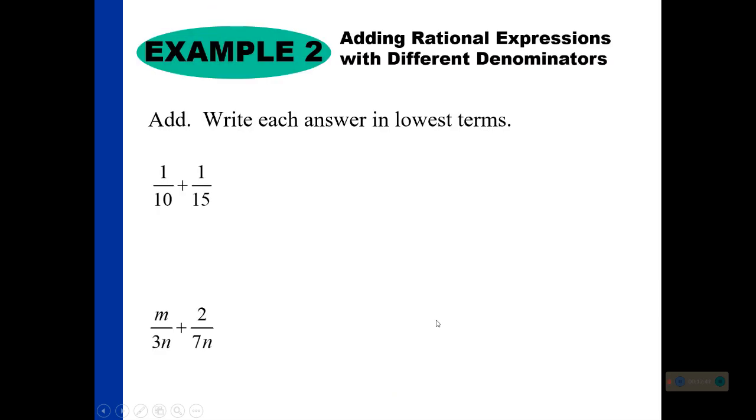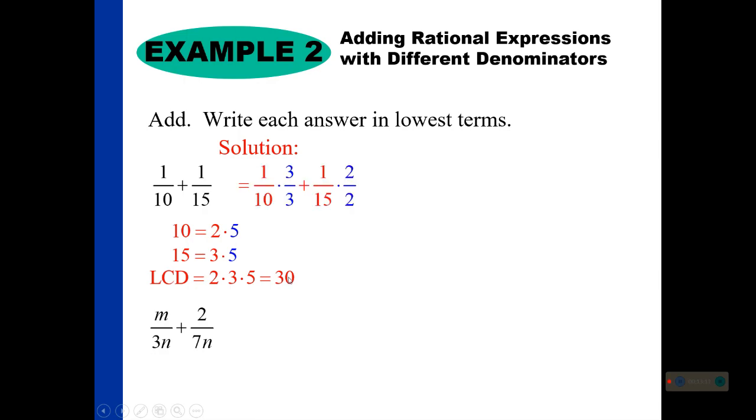Okay? Next, for example 2. You are going to add and you are going to write each answer in lowest terms. So we have here 1 over 10 plus 1 over 15. Okay? So you are going to factor 10 and 15 into prime factors. So we have 10 as 2 times 5 and 15 as 3 times 5. So since 5 is common, you may just use 2 times 3 times 5, which is 30. So using the LCD 30, you will obtain 5 over 30. And then you are going to reduce this to lowest terms. So this will be 1 over 6.